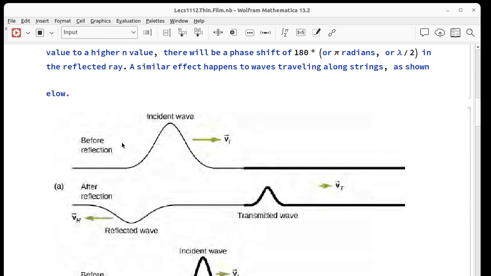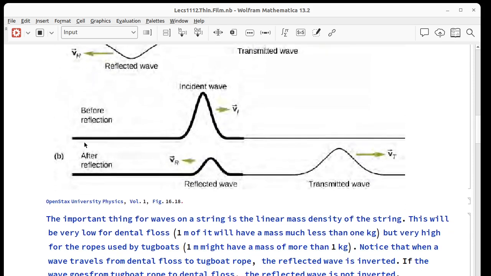If you have a light string, say dental floss, connected to a heavier string, and you snap the lightweight one and send a wave down it, there will be a transmitted wave in the heavier string that goes on just like the incident wave did, but the reflected one gets turned upside down. You have a 180 degree phase shift here. On the other hand, if you snap the heavier string and send a wave down into the dental floss, for both the reflected wave and the transmitted wave, there's no phase shift.